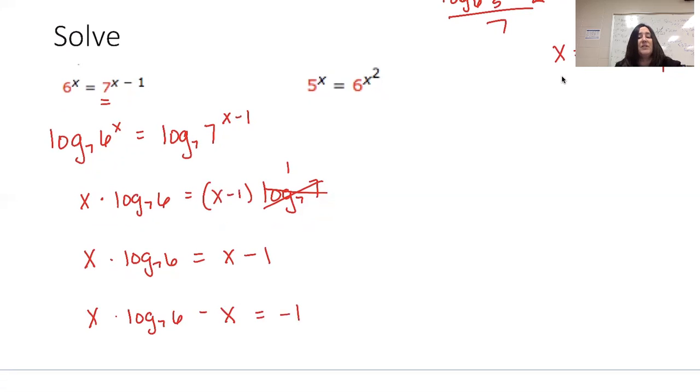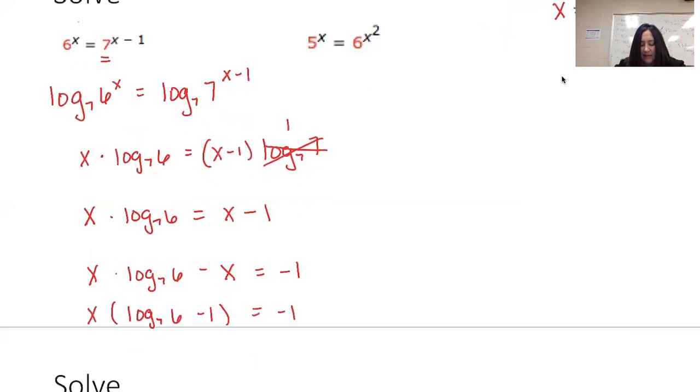Well, in order to be able to solve for an x, you can only have one of them. So what we're going to do is factor out an x on this side. So we're left with log base 7 of 6 minus 1 equals negative 1. The next thing we're going to do is solve for x by dividing both sides by log base 7 of 6 minus 1. And you get x equals a negative 1 over log base 7 of 6 minus 1. Again, that would be an exact solution.